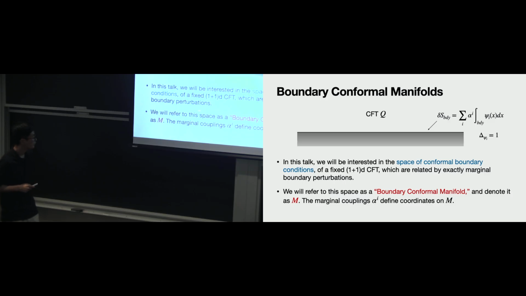I'm going to refer to this space of conformal boundary conditions as a boundary conformal manifold. And I'm going to denote it usually as M. And these marginal couplings alpha_I, you should think of them as coordinates on this boundary conformal manifold M.